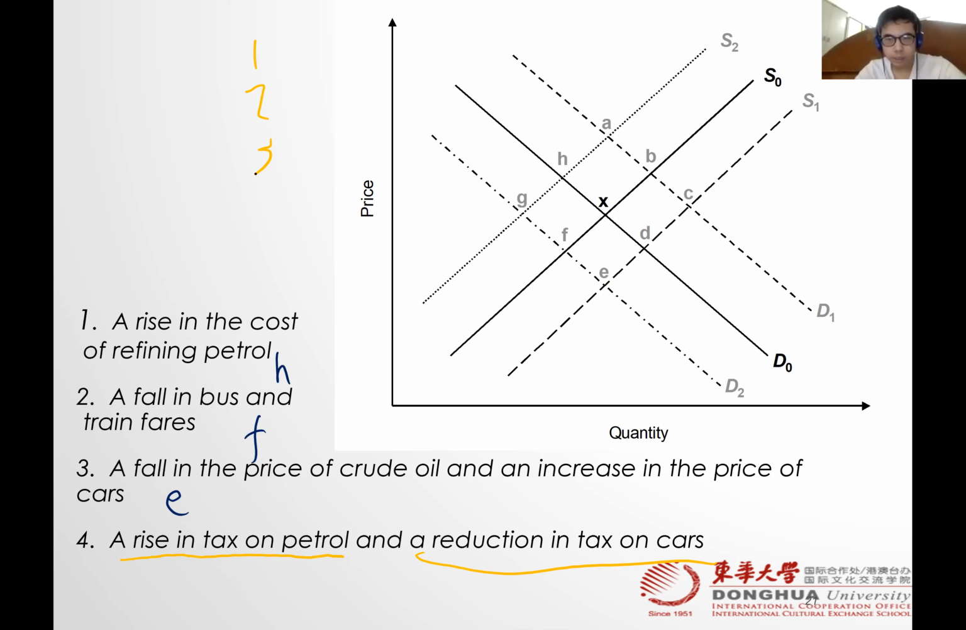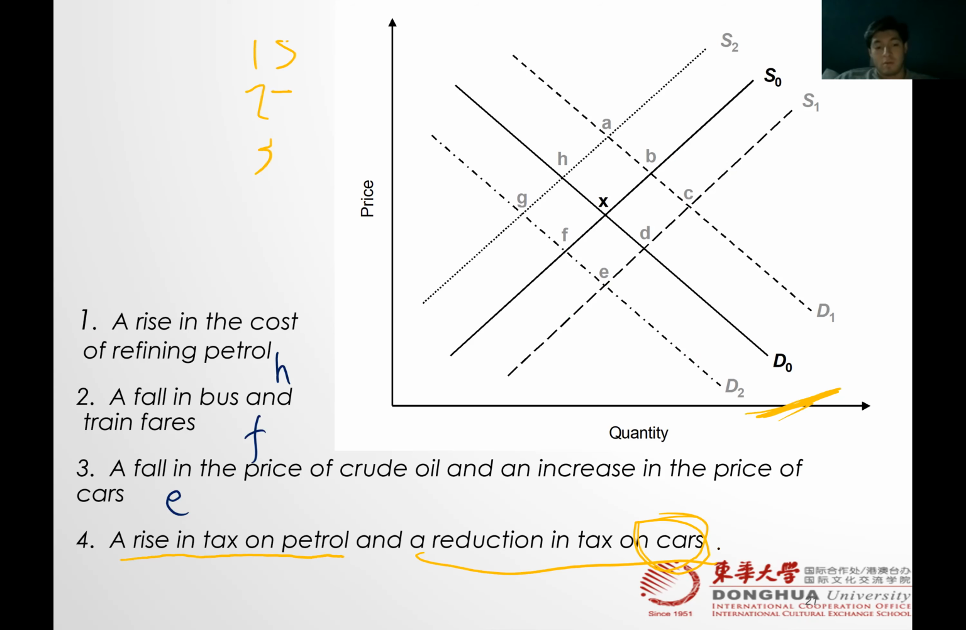Supply is decreasing, which means sellers' profit is now shrinking. So they produce less petrol. So number one belongs to supply. Supply decrease. Number two, a reduction in the taxes on cars. What happened? We are talking about the market of petrol, and now there is a decrease in the price of cars. So what happened to the petrol market or gasoline market?